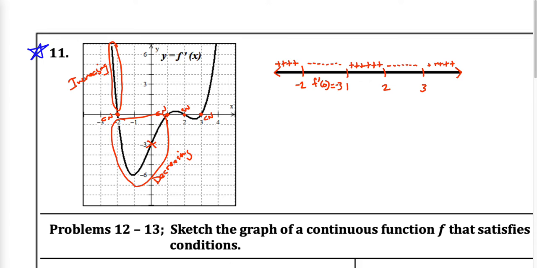Now we need to figure out where it's increasing and decreasing. If you want, a positive number up there represents increasing, so you can either write the word or draw it. And then estimate the relative min. Now it says estimate because we're not actually going to be able to find the y value. So what we're going to be able to do is figure out if it's a relative min or max, just the x value of it.